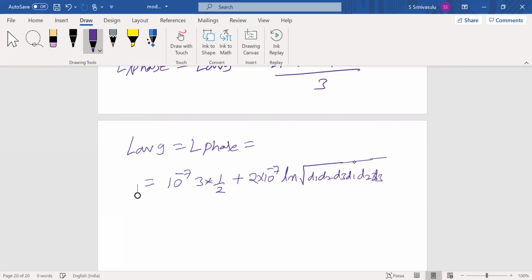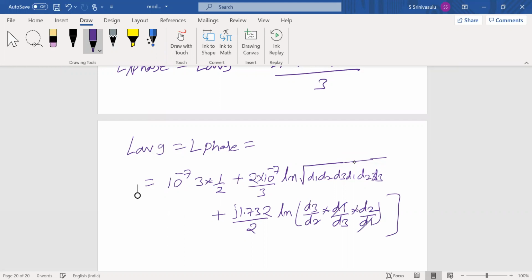Plus root 3, that is 1.732, is common, 1.732 whole divided by 2. This is the average, so by 3 will also come. Next, here ln of the product: what will we get? d3 by d1 is d2, into one more is d1 by d3, another is d2 by d1. In this case, d1, d1, d3, d3, d2, d2 means ln of 1. ln of 1 is 0.